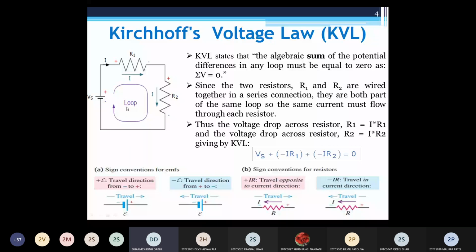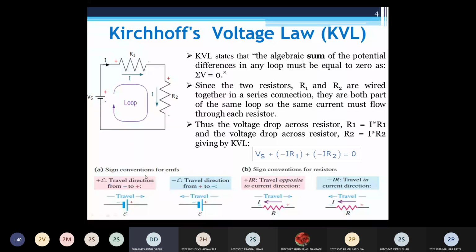Then second is how to provide the polarity to the resistance. Here this plus and minus is given. Generally current flows from positive to negative. So when the current is entering any resistance, that terminal we consider as positive, and the leaving terminal as negative. That is the sign convention for polarity. But sometimes in an example the polarity is not given. Then we assume the direction of current, suppose it is clockwise, and if the current is entering the resistance, the entering point is considered positive and the leaving point negative.